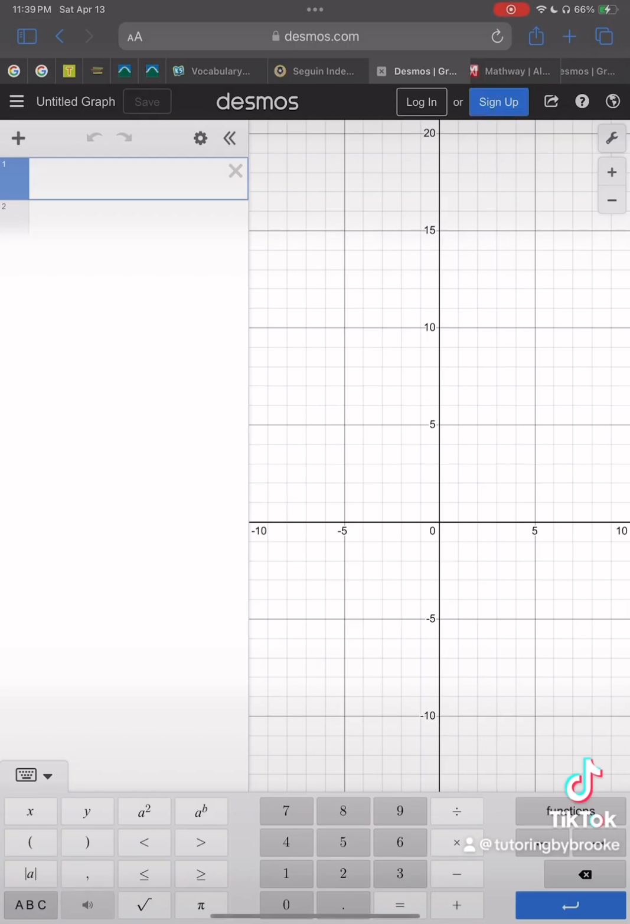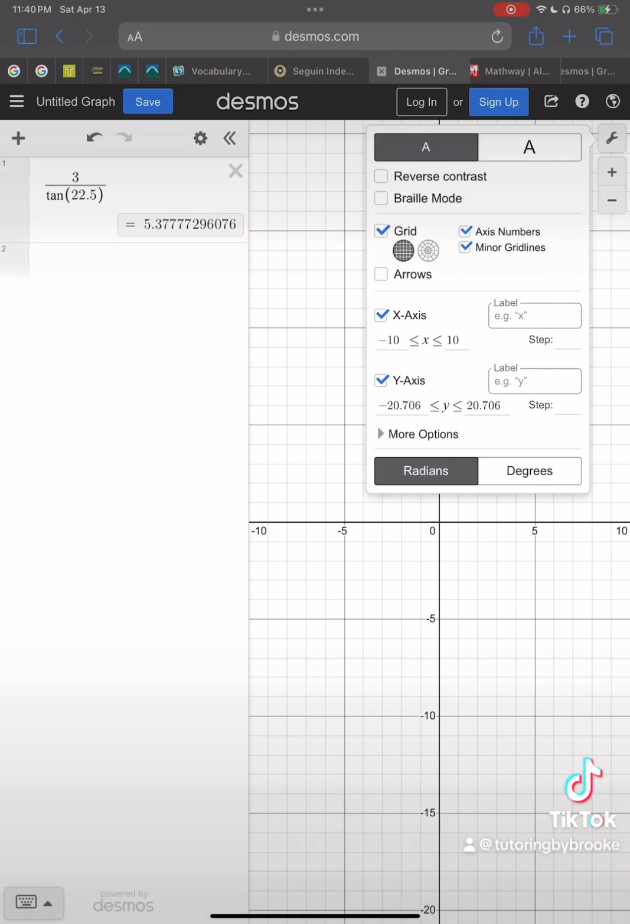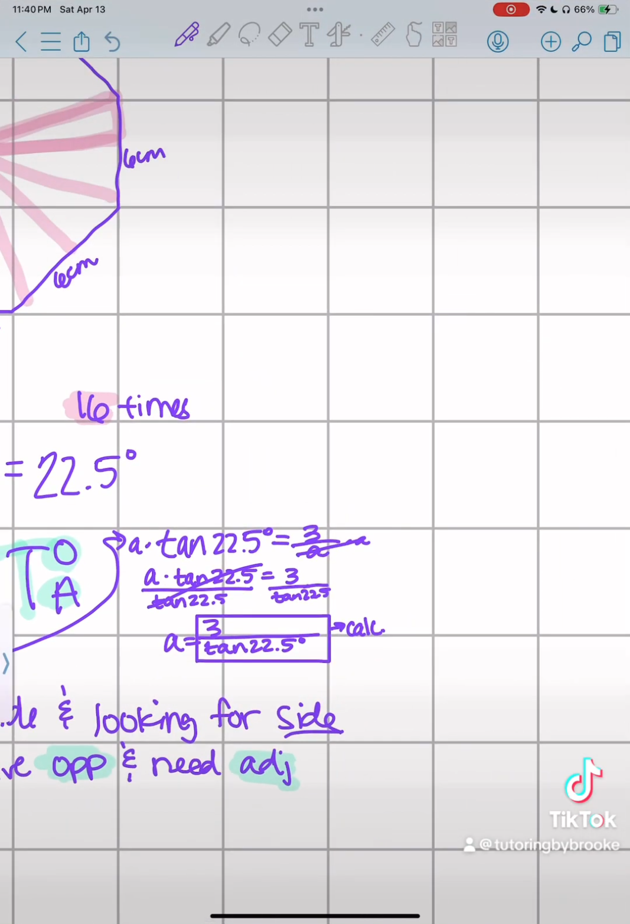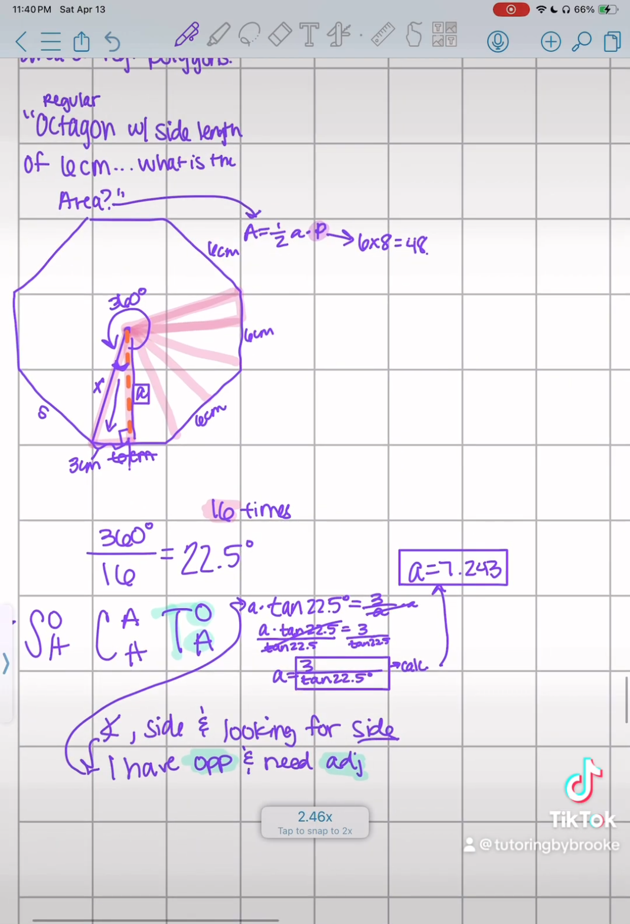This time I'm going to go over to Safari and use the Desmos graphing calculator, type in 3 over the tangent of 22.5, which gives us an answer. But since we typed in 22.5 degrees, we need to make sure our settings are in degrees and not radians. So that gives us a value here of, I believe I'm going to round it to 3 places, 7.243, which is our A, or our apothem. Now remember our formula for area was area equals 1/2 apothem times perimeter. We have our A, we have our perimeter. Let's go ahead and plug all that in.